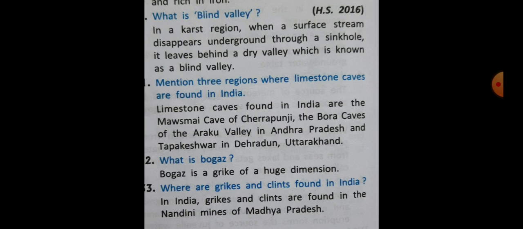In a karst region, when a surface stream disappears underground through a sinkhole, it leaves behind a dry valley, which is known as a blind valley. Mention 3 regions where limestone caves are found in India. Limestone caves found in India are the Mawsmai cave of Cherrapunji, the Borra cave of the Araku Valley, and Tapkeshwar in Dehradun, Uttarakhand. What is bogaz? Bogaz is a grike of a huge dimension. What are grikes and clints found in India? In India, grikes and clints are found in the Nandini mines of Madhya Pradesh.